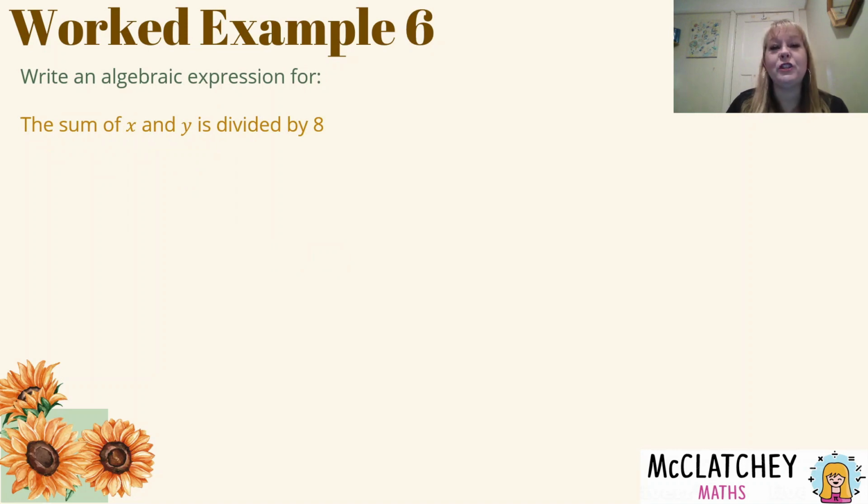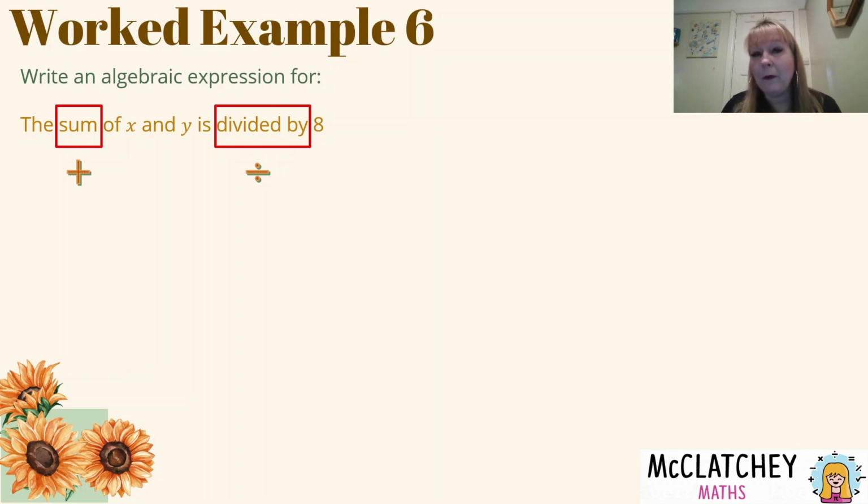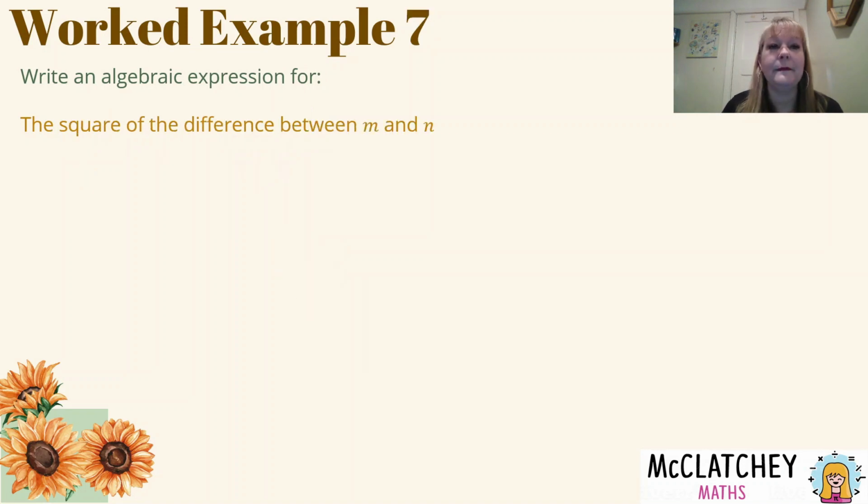Writing an algebra expression for the sum of x and y, which is divided by 8. So once again, we've got sum, which means addition, and divided by, which is pretty clear. That means divided by. So the order of operations here is important. It's not x divided by 8 or y divided by 8. It's x plus y, the sum of those two together, and the answer in completion is divided by 8.